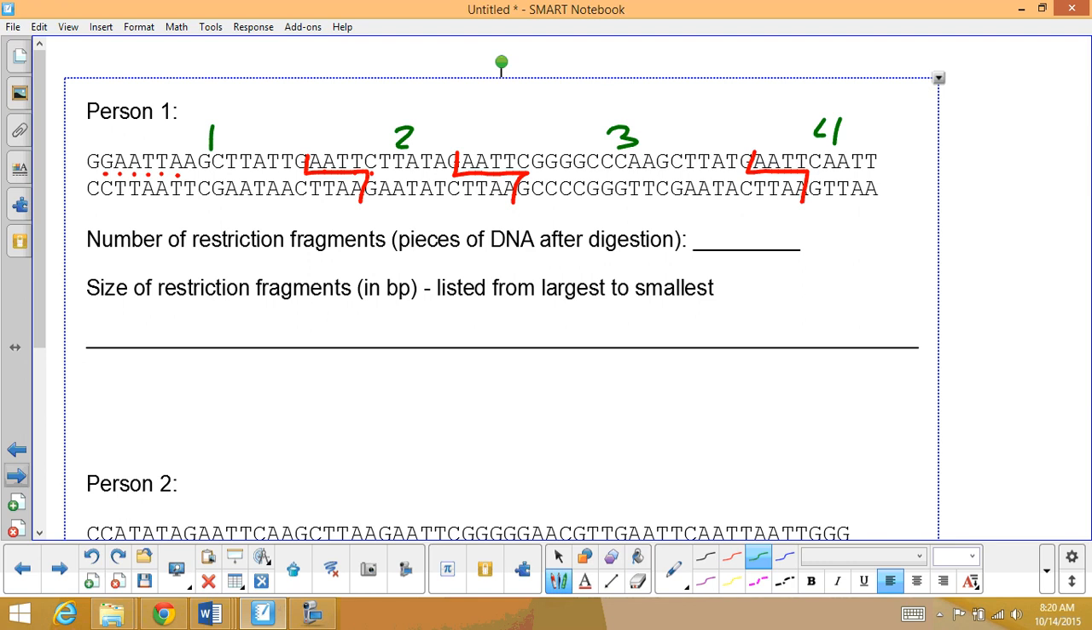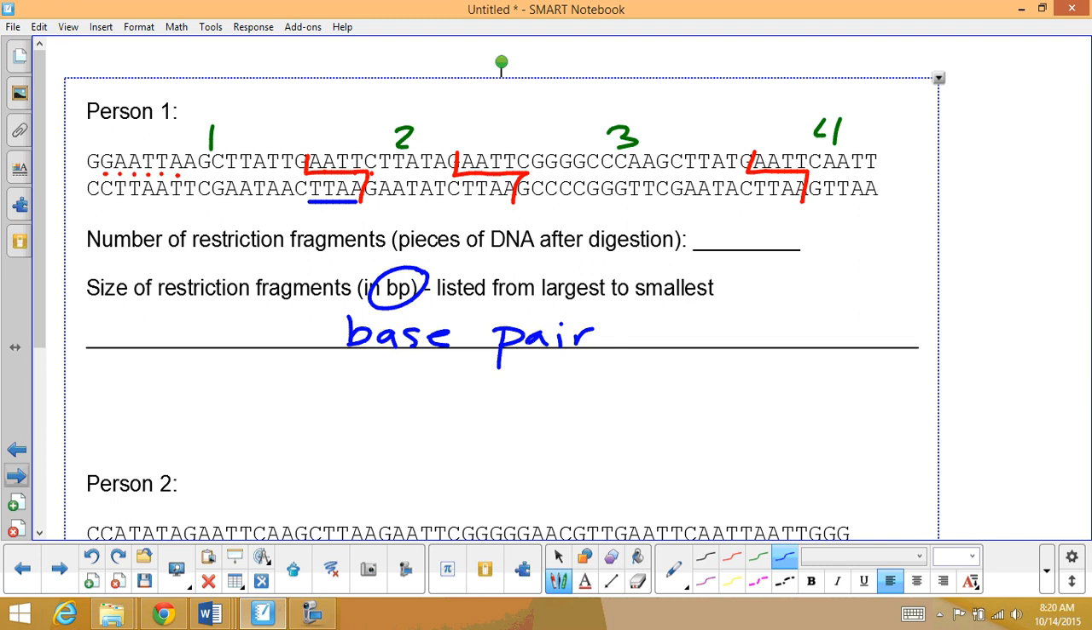If we have this first section, G, G, A, A, T, T, A, A, G, C, T, T, A, T, T, G, and then on the bottom we have this extra T, T, A, A. Well, when we count, the specific word is base pair. So these sticky ends don't count because they're not in a pair. The only thing you count is how many are paired up.